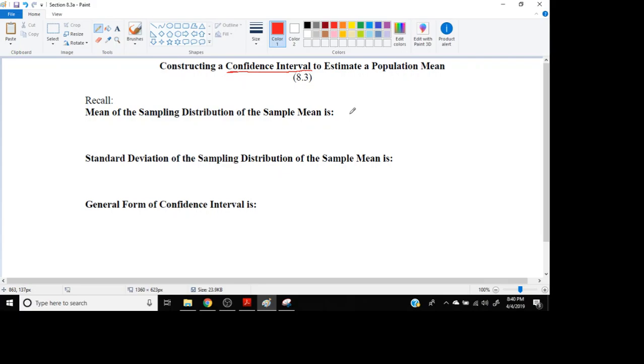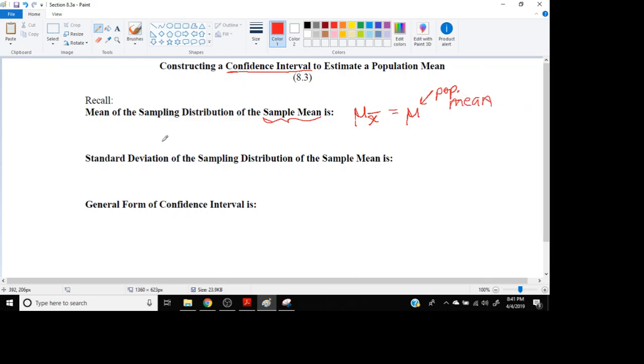As we've stated before, remember a sampling distribution is a distribution of a statistic. And in this case, we're going to be talking about the sample mean. And so we said that the mean of that sampling distribution, we notate that mu sub x bar, equals the population mean. So this right here is the population mean.